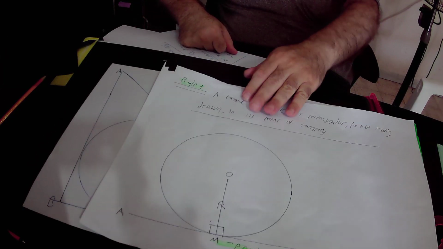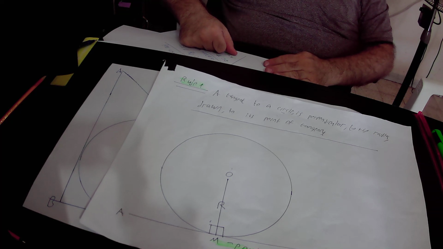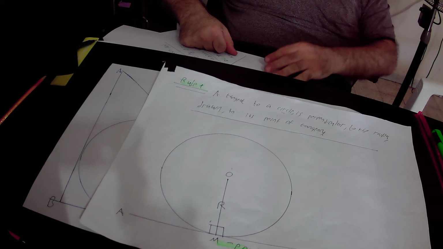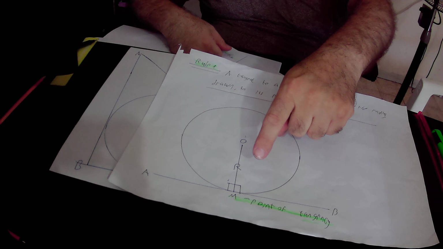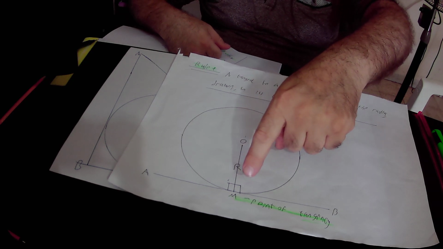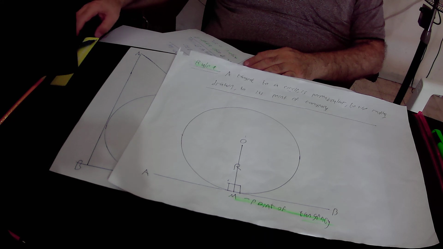The first rule states that a tangent to a circle is perpendicular to the radius drawn to its point of tangency. Here, the radius OM is drawn to the point of tangency, therefore according to rule number 1, this angle equals 90 degrees, and this angle will also be equal to 90 degrees.